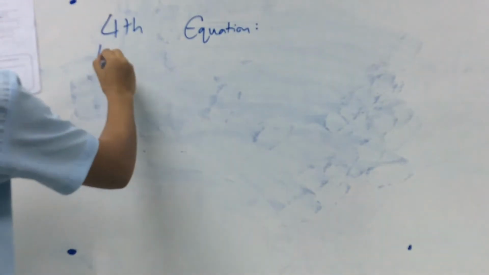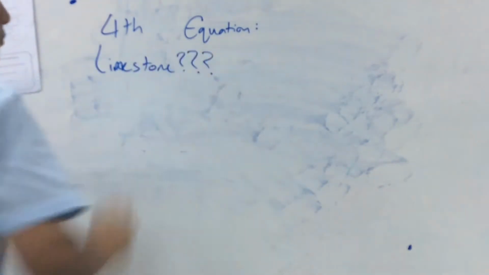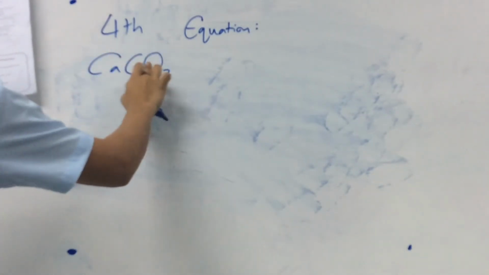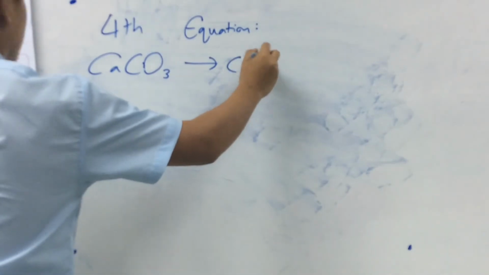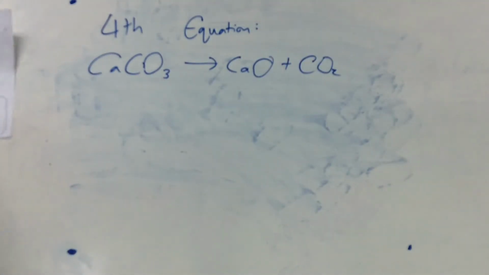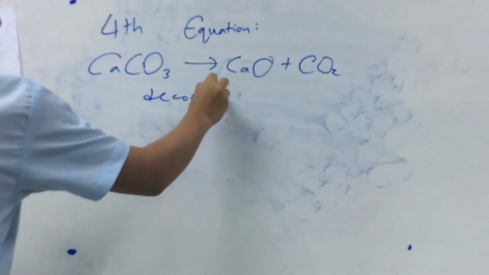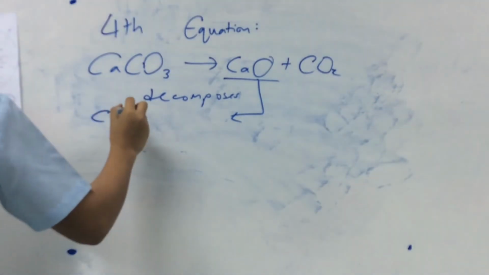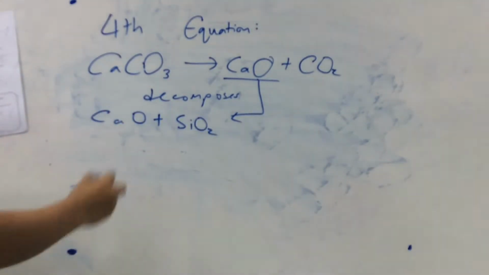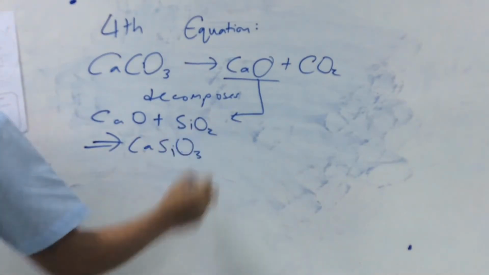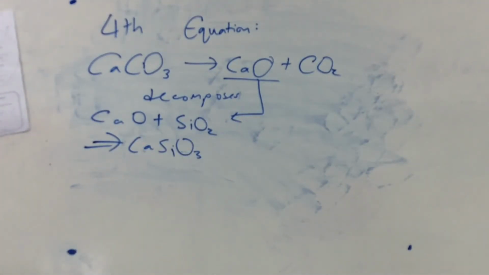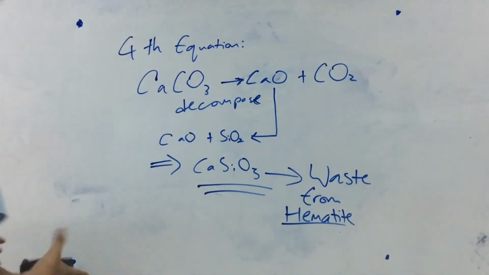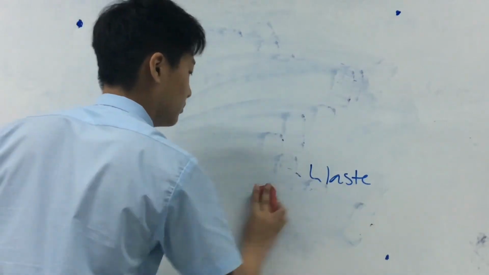The fourth and final equation uses the limestone, which is in the form of calcium carbonate. This decomposes into calcium oxide and carbon dioxide. The calcium oxide formed reacts with silicon dioxide, also known as silica, also known as sand, and this forms calcium silicate. This is actually called slag, a solid waste from the hematite, the iron ore.